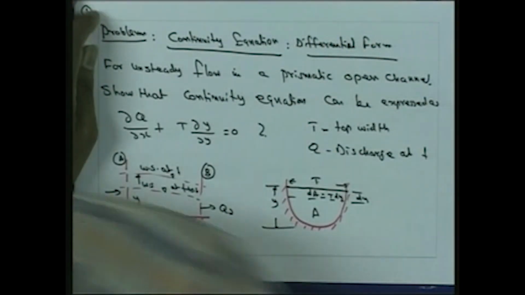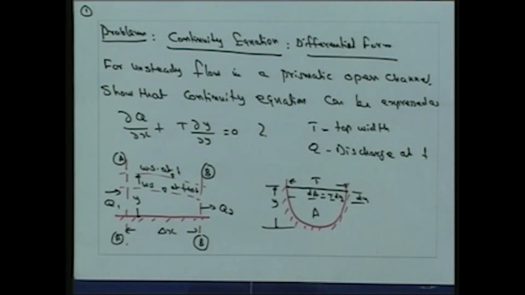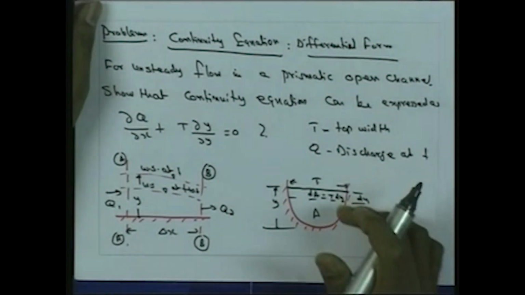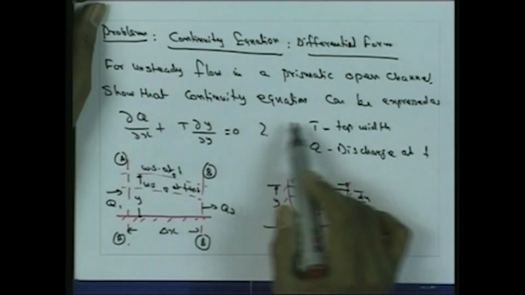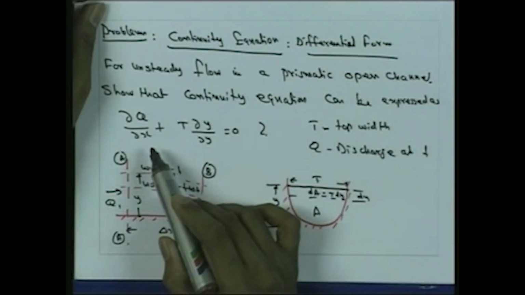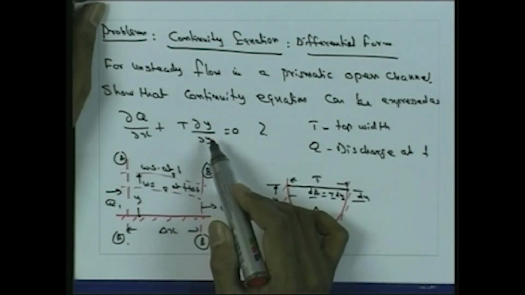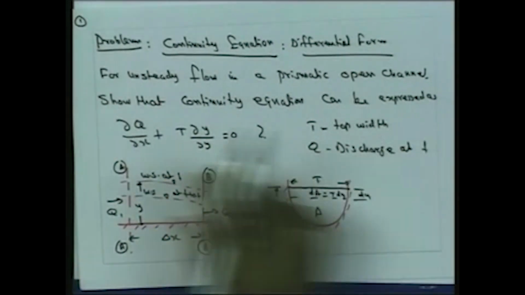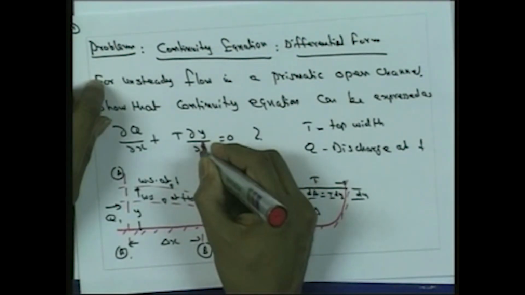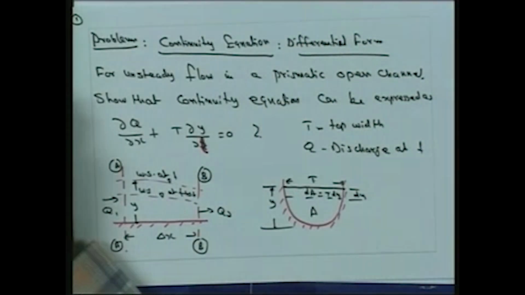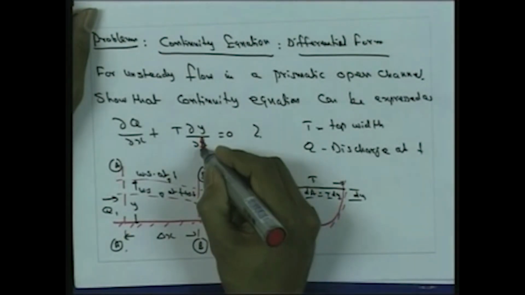So the problem here is, say, an example for the continuity equation in the differential form. For fluid flow in an open channel, we want to derive for unsteady flow in a prismatic open channel. We want to show that the continuity equation can be expressed as del q by del x plus t into del y by del t is equal to 0.